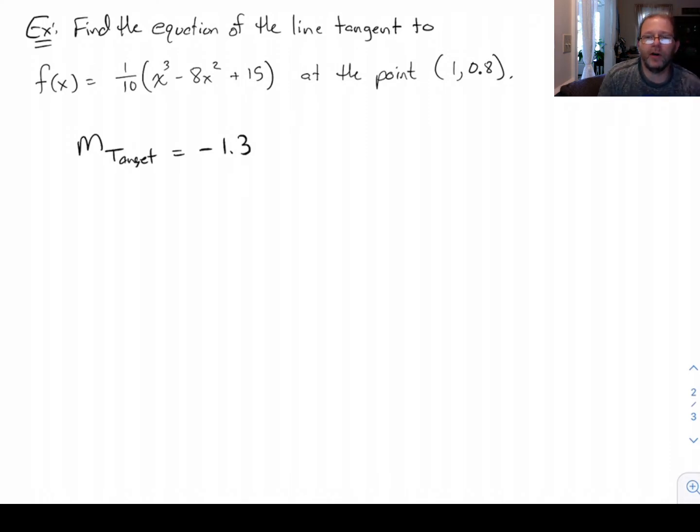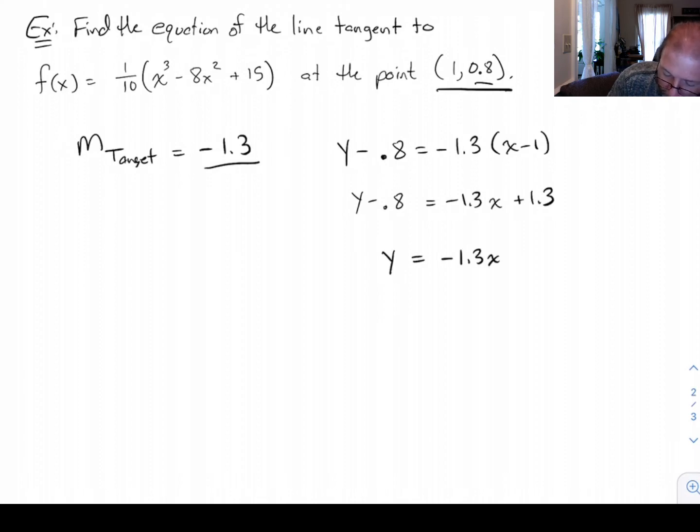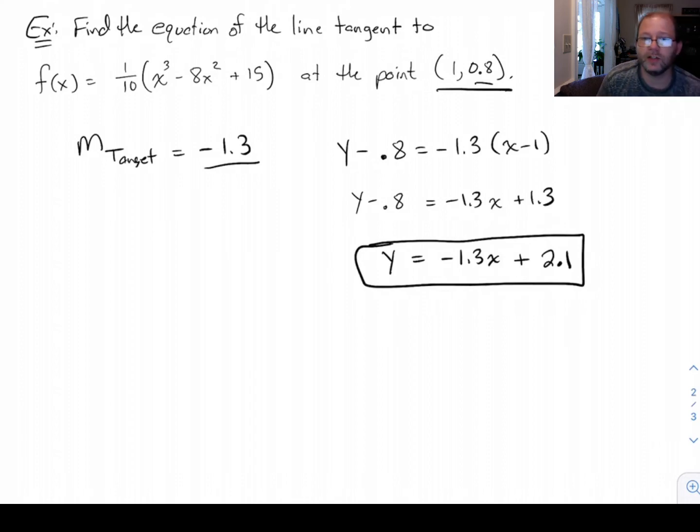So that's the hard part. Now all we really have to do is use this point and this slope to come up with the equation of the line. So I'll do y minus 0.8 equals negative 1.3 times x minus 1. When I move that 0.8 over to the other side, I get y equals negative 1.3x plus 2.1. So that should be my equation of the tangent line.